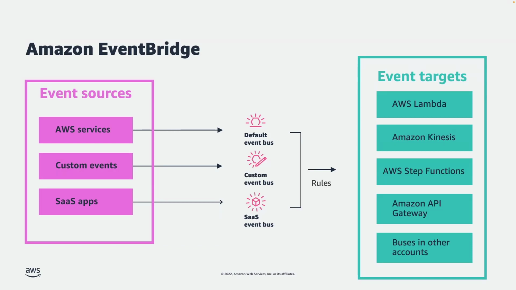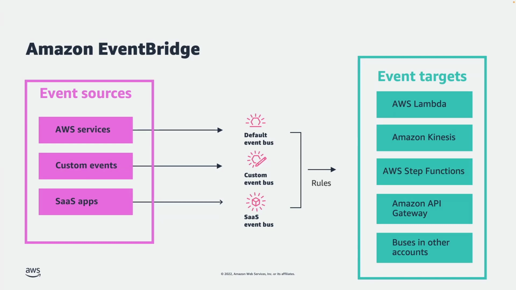In event-driven applications, you have the event producer, the event bus, and the event consumer. The event producer is the event source that the events come from. The event bus acts as an event router to route the events, and the event consumer listens for events and acts only upon the events they're interested in.